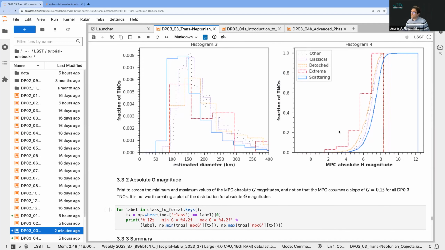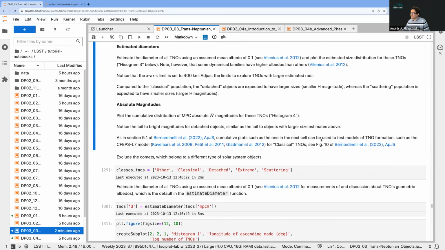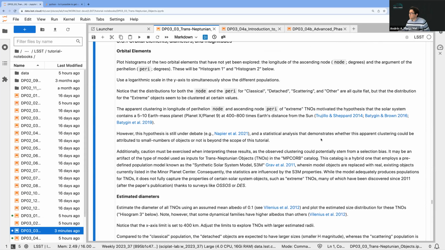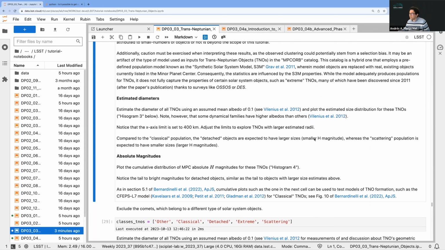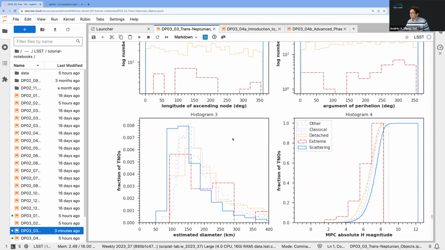And in section 5 of Bernardinelli et al., there is a discussion of whether what we observe matches one of the particular models of the formation of the solar system. I don't know if I mentioned the model here, but it's this CFEPS L7 model or something like that. But the information is here in the introduction to this section.